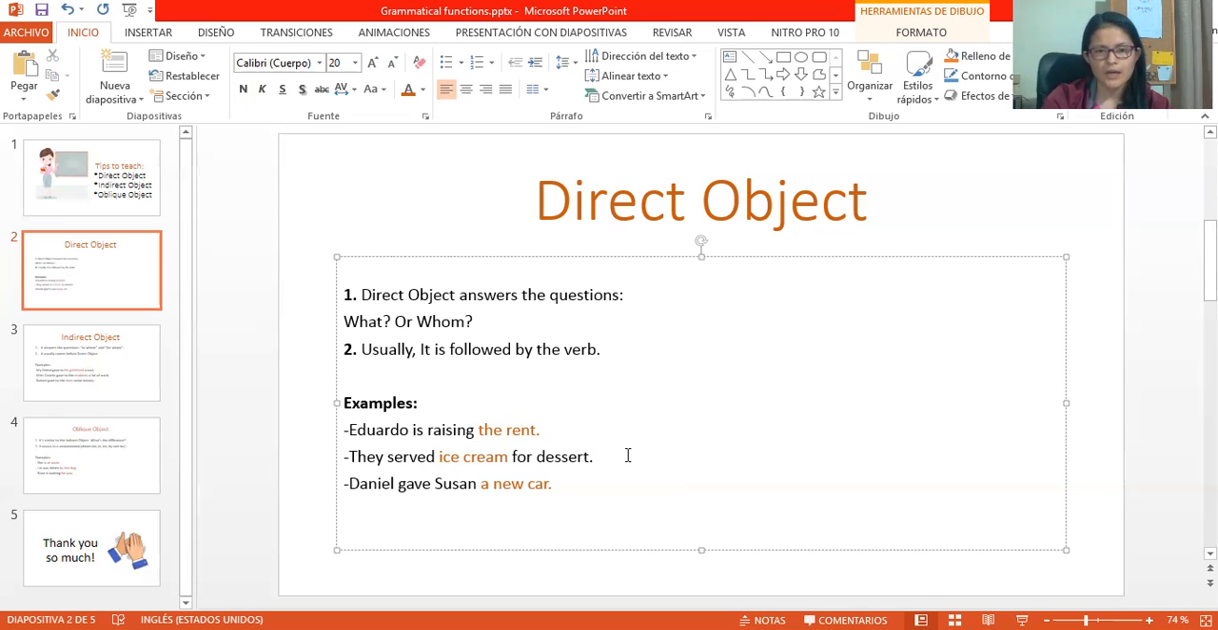And finally, the next sentence is Daniel gave Susan a new car. What's the subject? Daniel. What's the verb? Gave. And what's the direct object? Well, let's answer the question. Daniel gave Susan what? A new car. So a new car is the direct object. What do you think about these tips? It's easy to teach about direct object. So we have to consider these two tips.